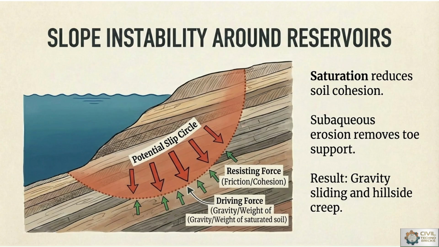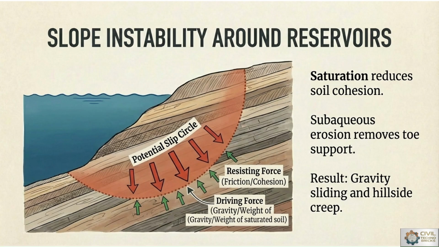Here, the slope stability around reservoirs. Why is the stability of slopes most important near the catchment area? Otherwise there will be a landslide in the catchment area, and the whole catchment area may get affected due to siltation or sedimentation. Saturation reduces soil cohesion. Subsequent erosion removes toe support, which results in gravity sliding or hillside creep, or landslides.